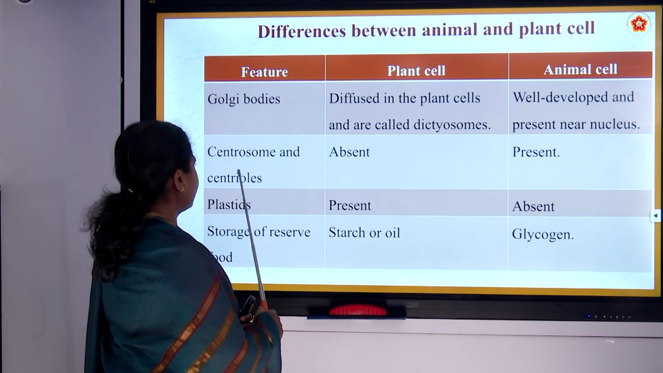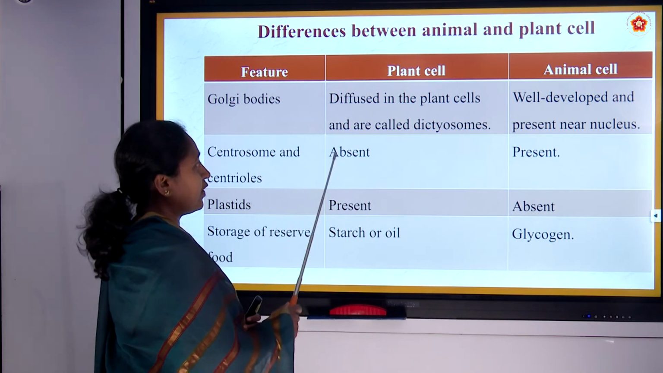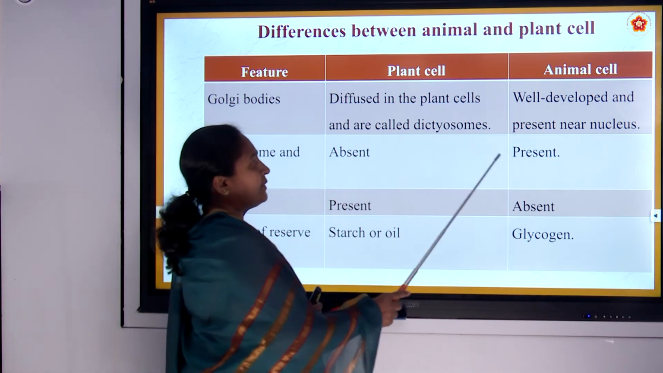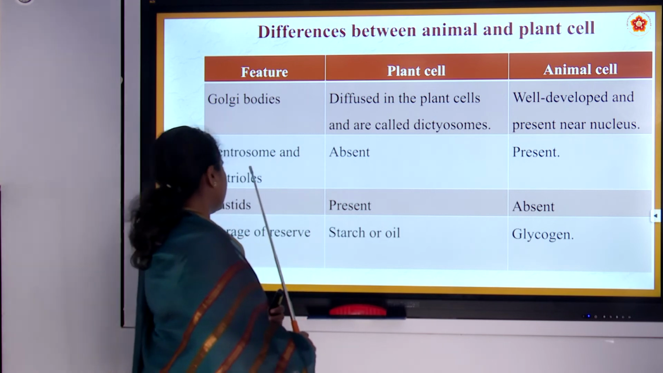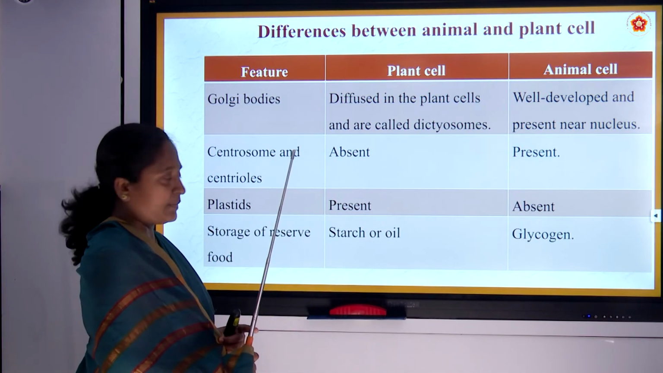The next characteristic feature is centrosome and centrioles. That is not at all present in the plant cell, and in animal cell it is present. Then the plastid, it is present in the plant cell, it is absent in animal cell.